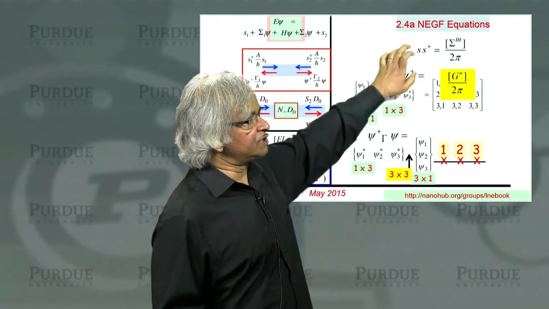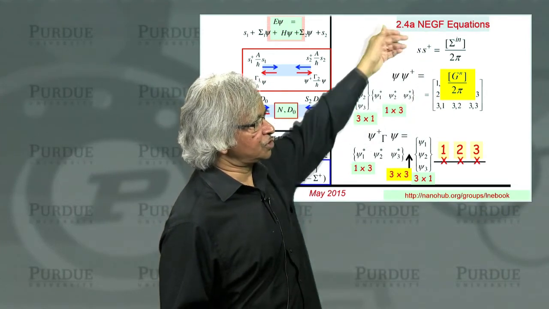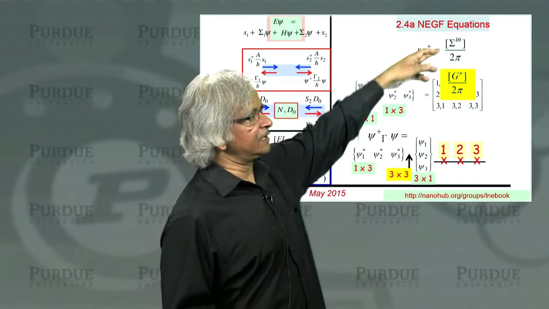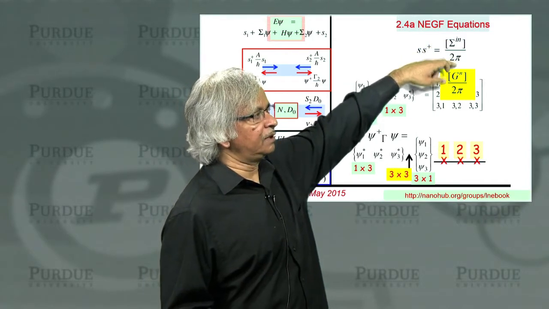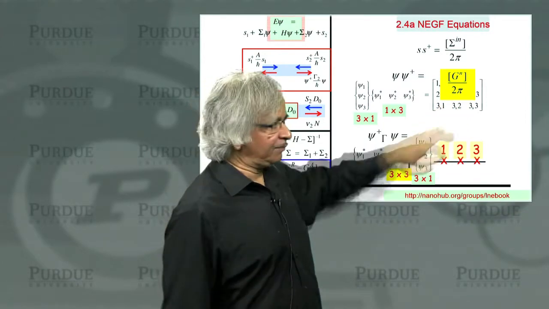Another matrix we'll use in the NEGF equations is the similar quantity, but related to the source term S. So SS dagger is what we'll call sigma n over 2 pi. And that again will be a 3 by 3 matrix in a problem like this.